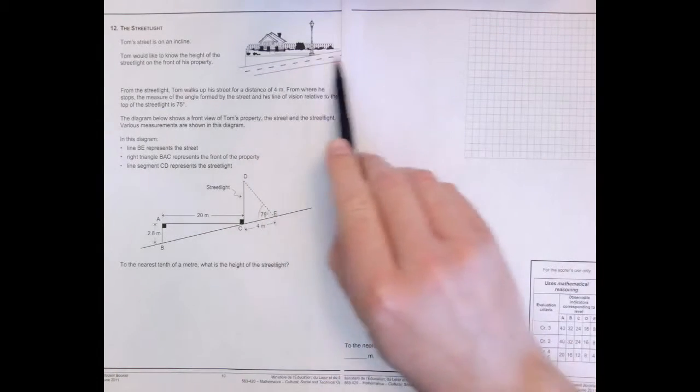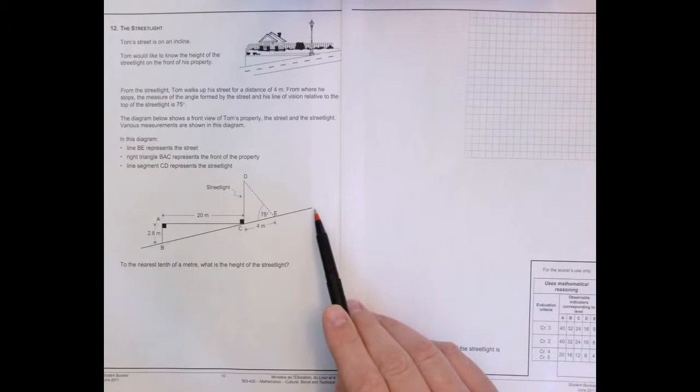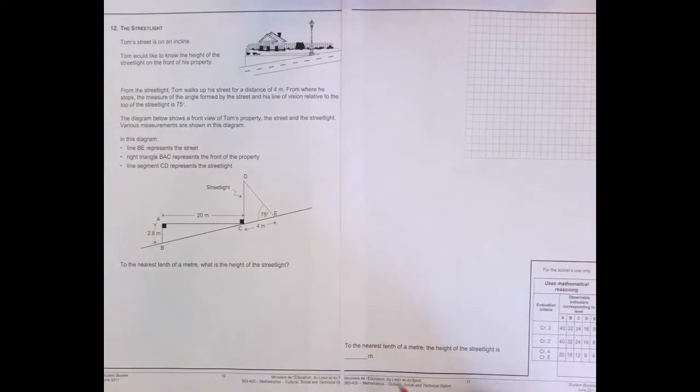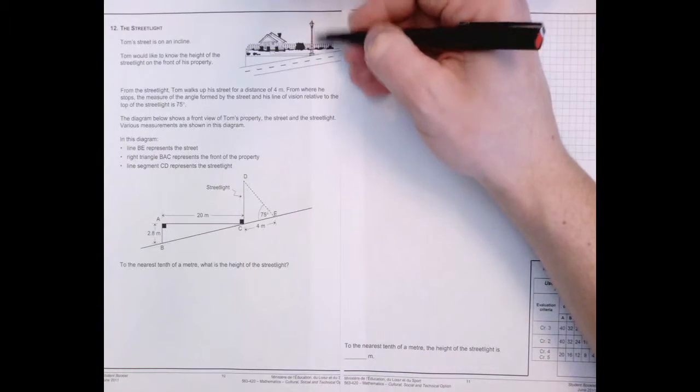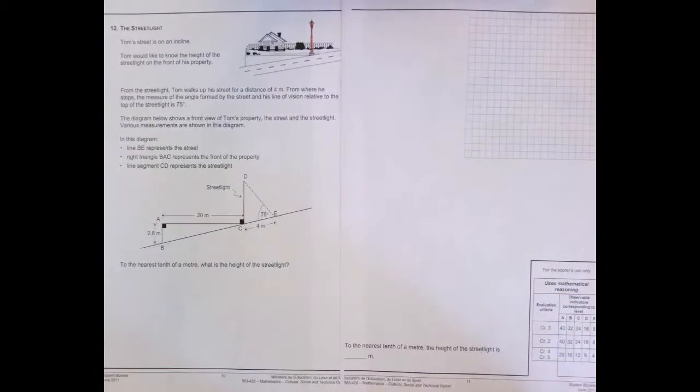It says Tom's street is on an incline. You can see they've drawn a picture here of the street on the incline and then they've redrawn it as just sort of geometric shapes down here. It says Tom would like to know the height of the street light on the front of his property. Here's the street light in the real picture. Here's the line that represents the street light in that drawing.